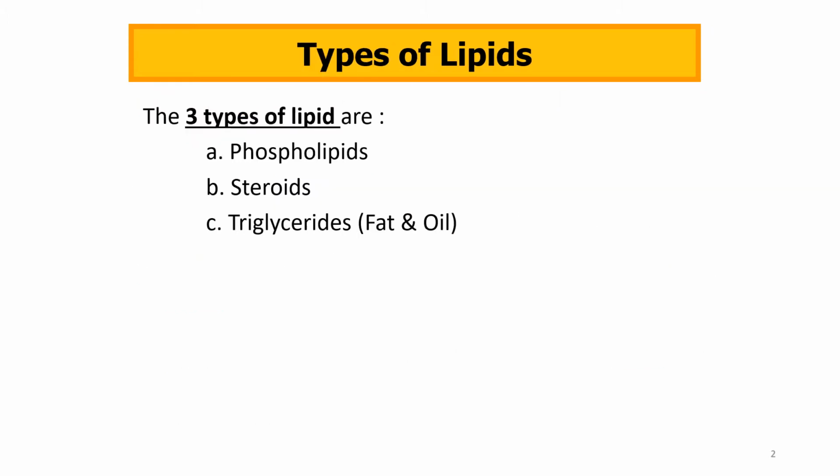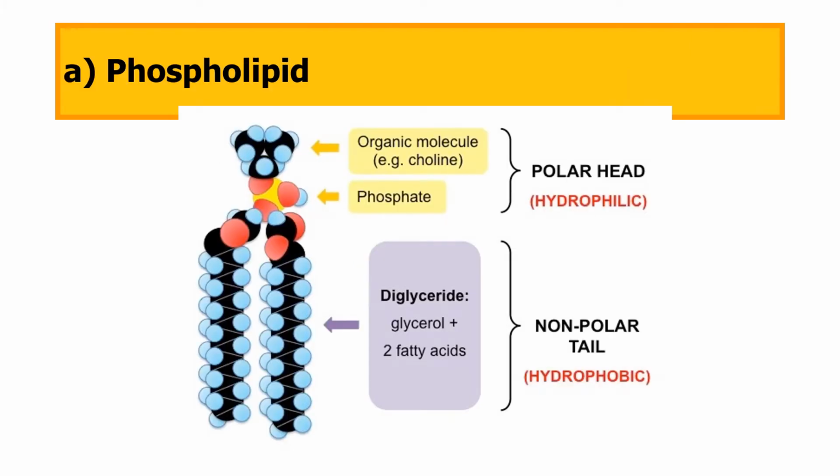Alright, and then we have three different types of lipid. The first one is phospholipid, and then we have steroid, and then we have triglyceride. Triglyceride can exist in two forms, either fat or oil. So first we will look at the phospholipid.